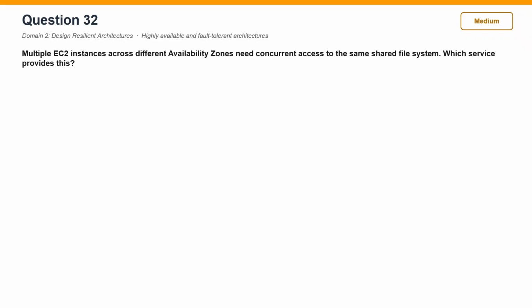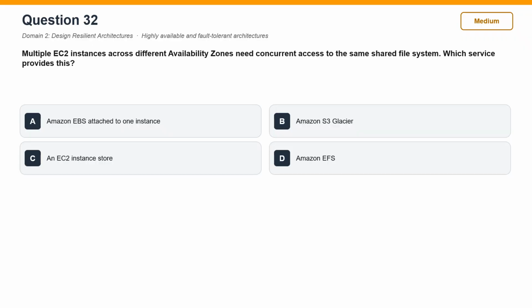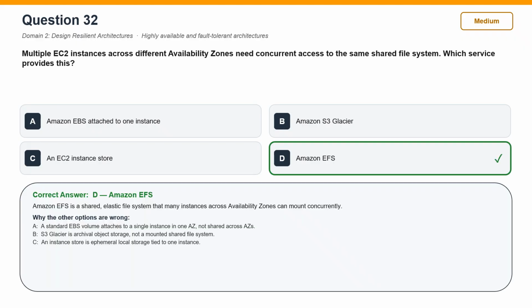Question 32. Multiple EC2 instances across different availability zones need concurrent access to the same shared file system. Which service provides this? The correct answer is D, Amazon EFS. Amazon EFS is a shared elastic file system that many instances across availability zones can mount concurrently. Now, why the other options are wrong?